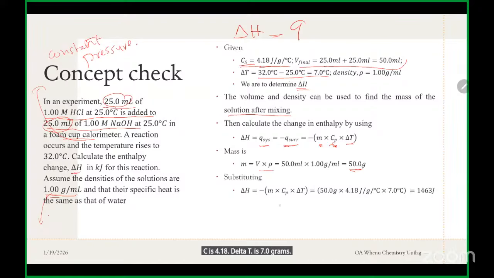So substituting all that, we arrive at our delta H being equal to 1463 joules. Any question?